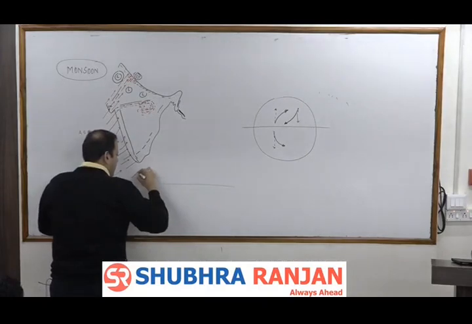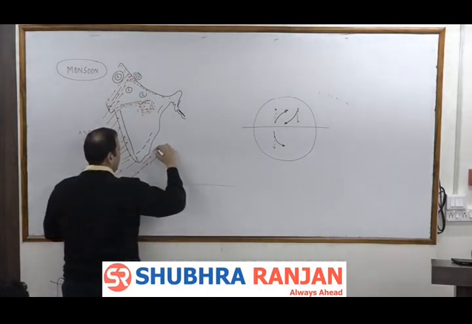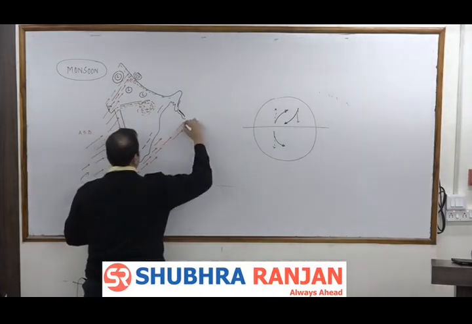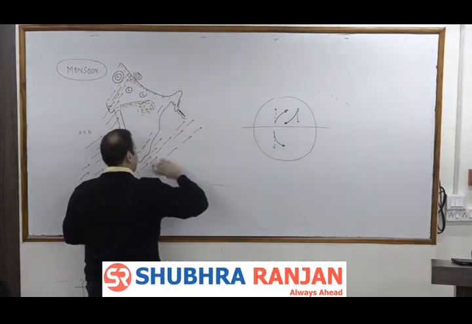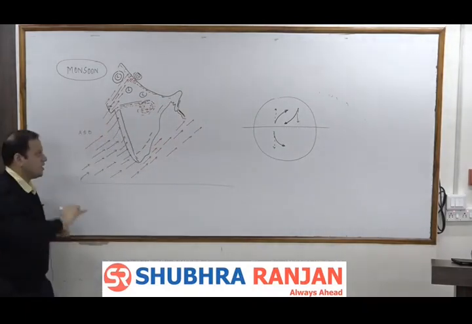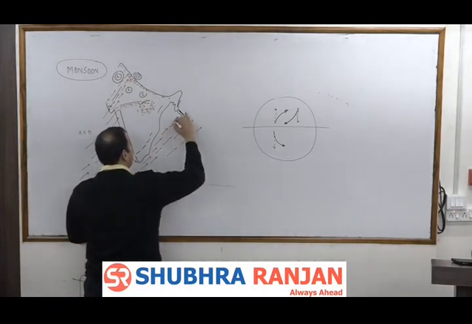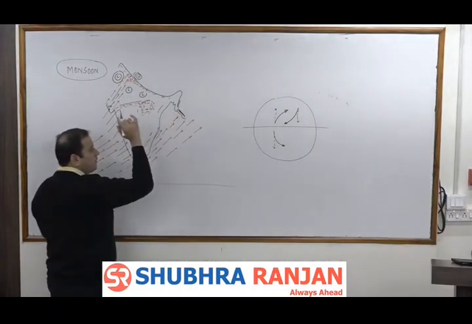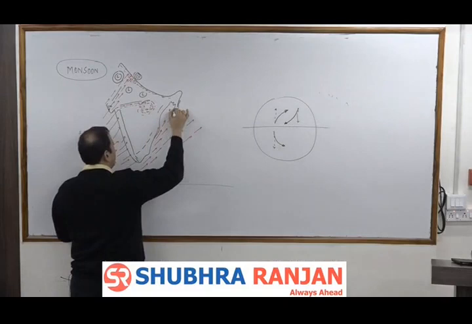The Bay of Bengal branch goes parallel to India, and it strikes Myanmar first. It will not strike India directly, and then it will proceed to Southeast Asia. But some part of the Bay of Bengal branch is deflected towards mainland India. Why? Because of the presence of the Arakan Yoma mountains. And after deflecting, it enters Bangladesh.